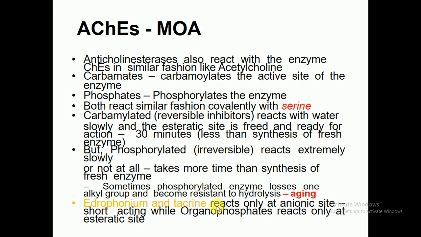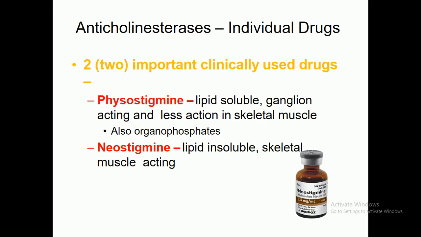Sometimes the phosphorylated enzyme loses one alkyl group and becomes resistant to hydrolysis; that is called aging. Edrophonium and tacrine react only at the anionic site, the cationic site binding to the anionic site. So this is short acting, while organophosphates react only at the esteratic site.